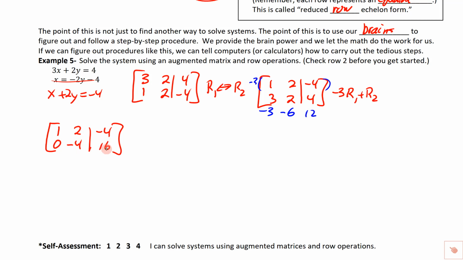We get a 16 there, okay? All right, so we've got that taken care of. We've got goal number 1 and we've got goal number 2. Now we're going to work on goal number 3.